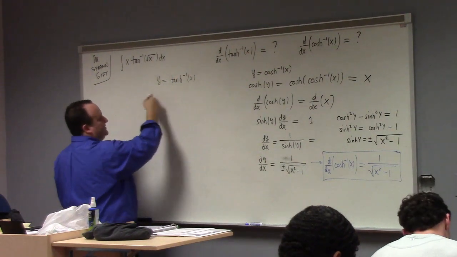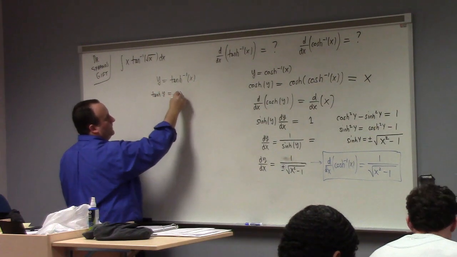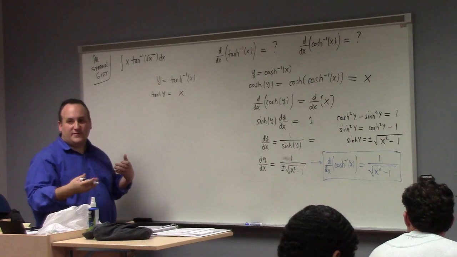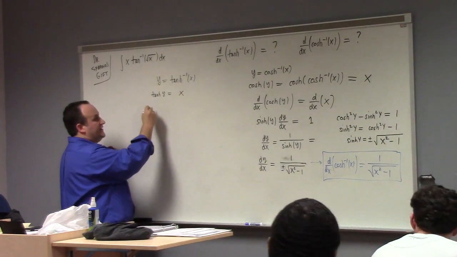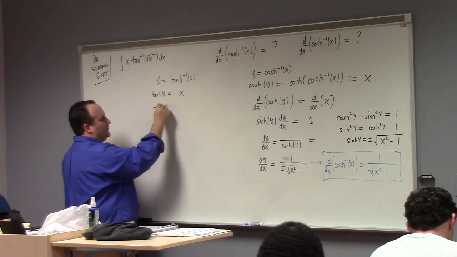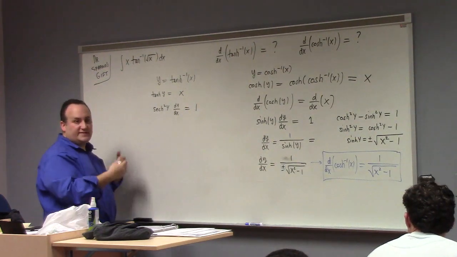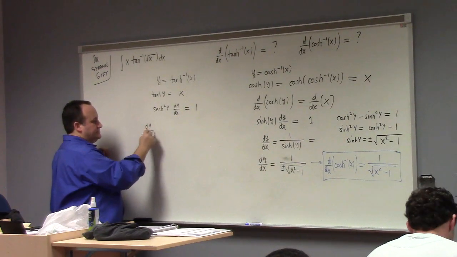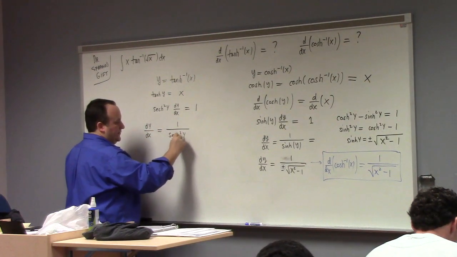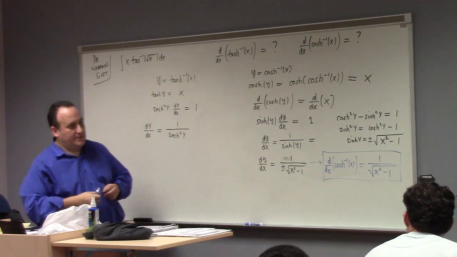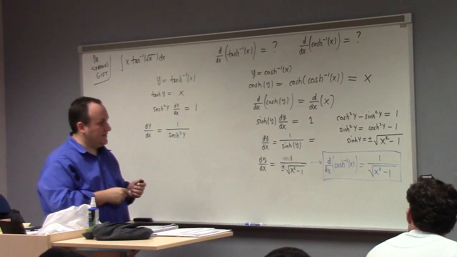I take the hyperbolic tangent of both sides. Then my next step is to differentiate implicitly. The derivative of tangent is secant squared, right? Hyperbolic secant squared, we learned that. So we get hyperbolic secant squared of y times dy dx equals 1. I solve for dy dx, what do I get? 1 over hyperbolic secant squared y. Now we've talked about the identity for cosh squared and sinh squared. What's the identity for hyperbolic tangent and secant?